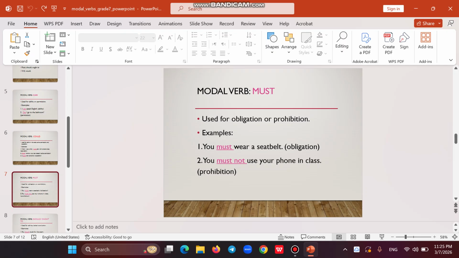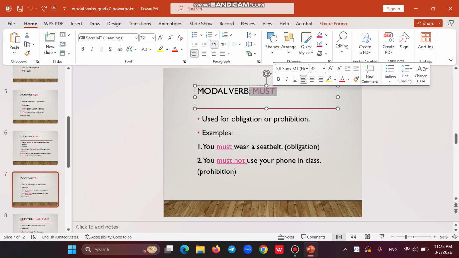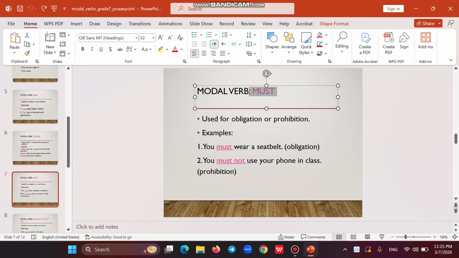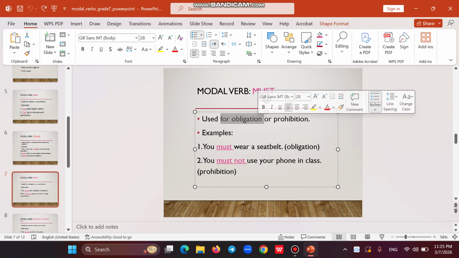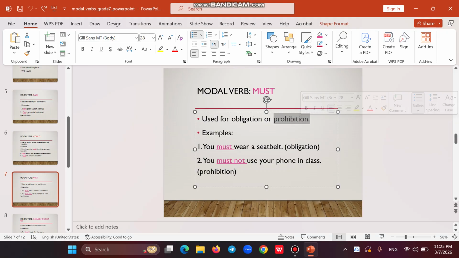Now we will move to the modal verb must. Okay, must is used for obligation or prohibition. Okay, obligation we said when we want to force someone to do something. Prohibition when we want to prevent someone, لما بدنا نمنع حدا من إنه يعمل شيء.